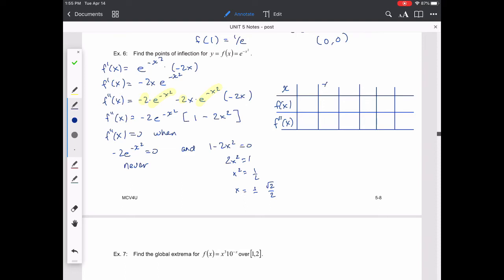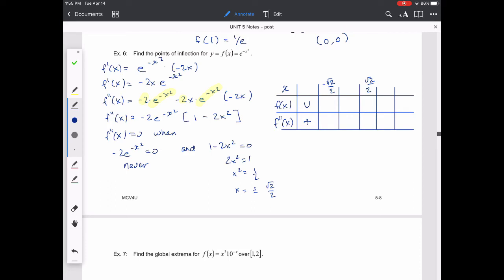So our first point that we're going to test around is going to be negative root 2 over 2. The second one we're going to test around is root 2 over 2, positive. So when I plug in a value that's less than negative root 2 over 2 into the function, we can see that it's going to be a positive. If it's a positive, it's going to be concave up.